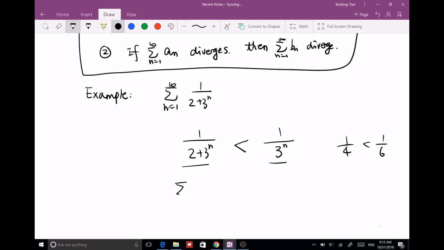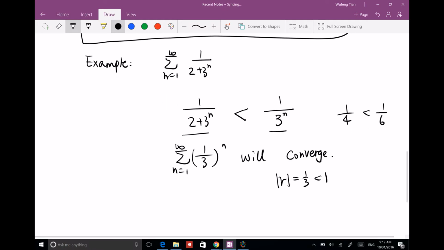We know that the series from n equals 1 to infinity of 1 over 3 to the power n, will it diverge or converge? Can anyone tell me? Sorry. It will converge. Why? So, r is 1/3, which is less than 1, it is a geometric series. Now we can tell the bigger one converges. Well, this smaller series will converge.